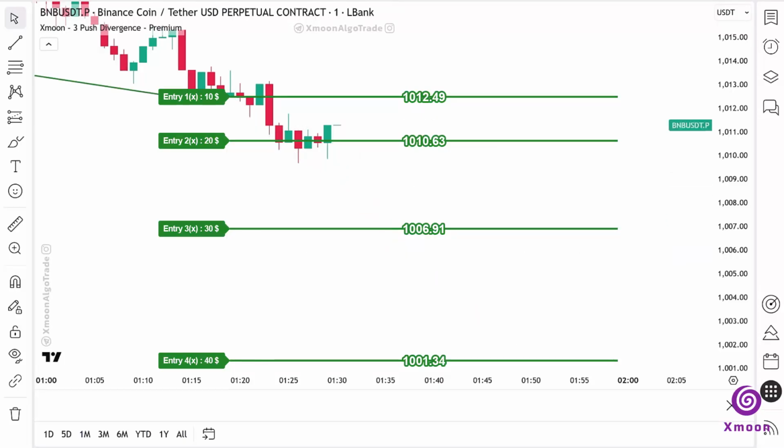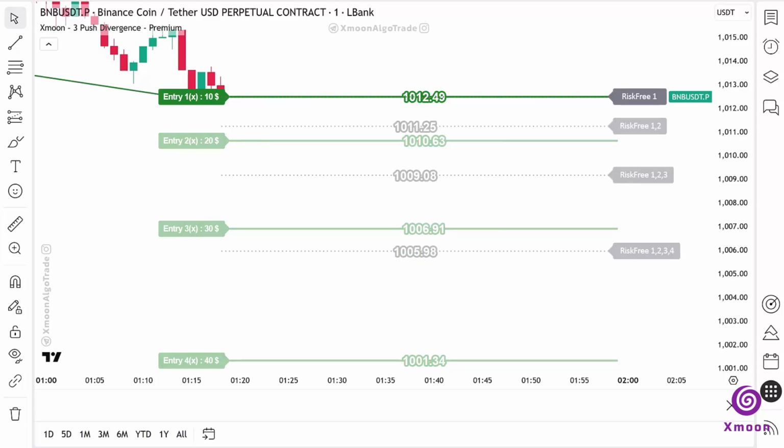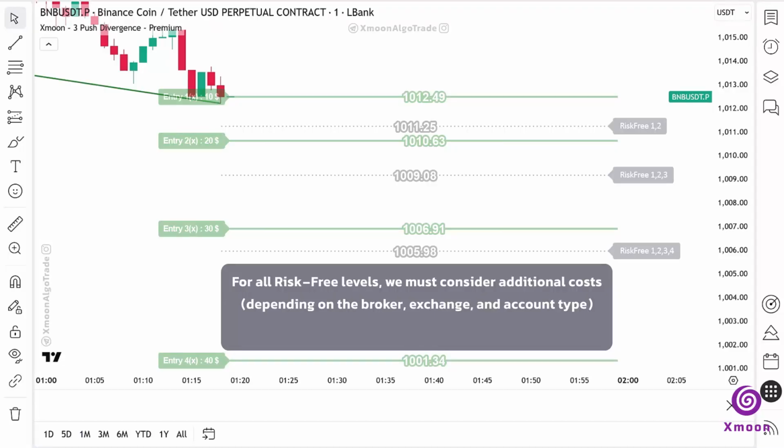There are three important points we need to know about risk-free lines. In the Xmoon indicator, the calculation of risk-free lines is performed solely based on mathematical formulas and the weighted average of step volumes, and these calculations are unrefined. For this reason, defining a risk-free level for the first step practically holds no specific meaning because the weighted average of the first step with itself is precisely at the exact same entry point. However, we must note that for all risk-free levels, we need to consider additional costs like commission, spread, swap, etc., proportional to our broker, exchange, and account type.